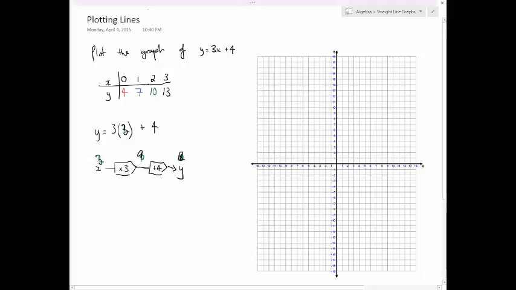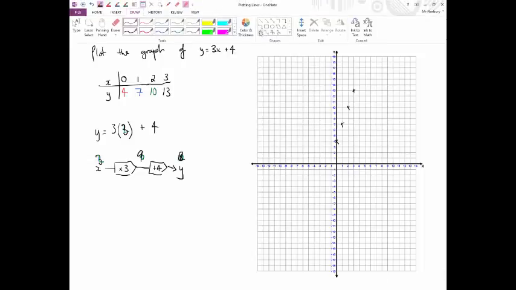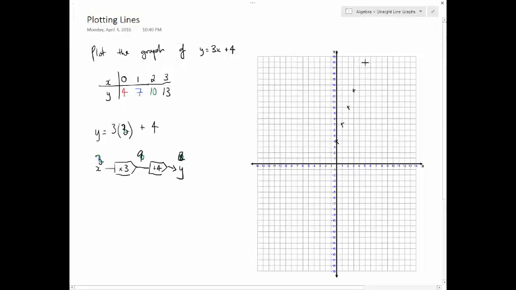And plotting each of these points, first of all we go none across and we go 4 up, so you'll get the point here. Then the next one we go 1 across and we go 7 up, we get the point there. 2 across and 10 up gives us this point here, and 3 across and 13 up gives us this point here. And if we are clever enough, we should be able to now draw our line through these points.